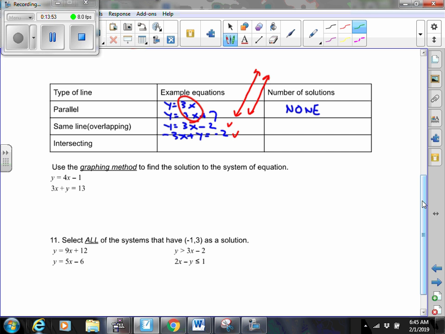Go ahead and solve those both for y. Put them in your graphing calculator, and you'll see you get one line, then a second line falls right over top of the other one. That's overlapping, or the same line. That gives you every single point as a solution. So there's an infinite number of solutions.